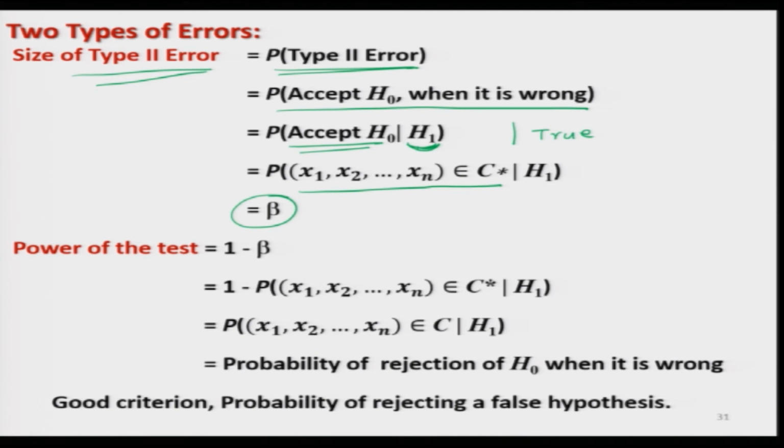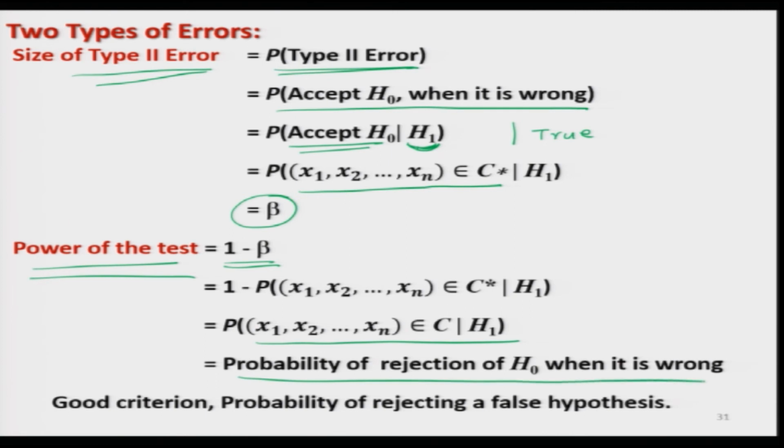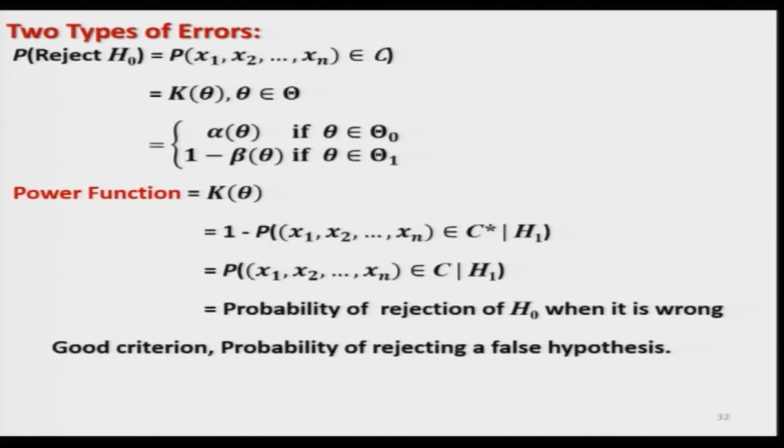When we consider the term 1 minus beta, this is defined as the power of the test, because this is the probability that x1, x2, xn belongs to C when H1 is true. This is the probability of rejecting H0 when it is wrong. So, this is a good criterion, the probability of rejecting a false hypothesis. That is why it is called the power of the test, and we always want a test which has more power.